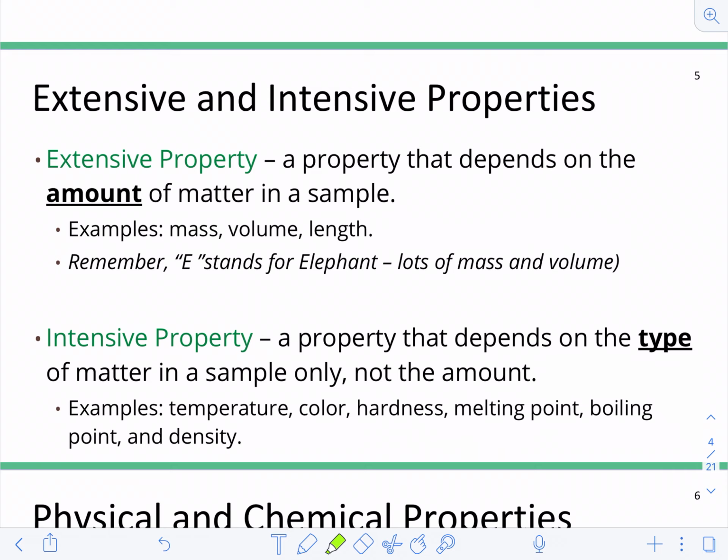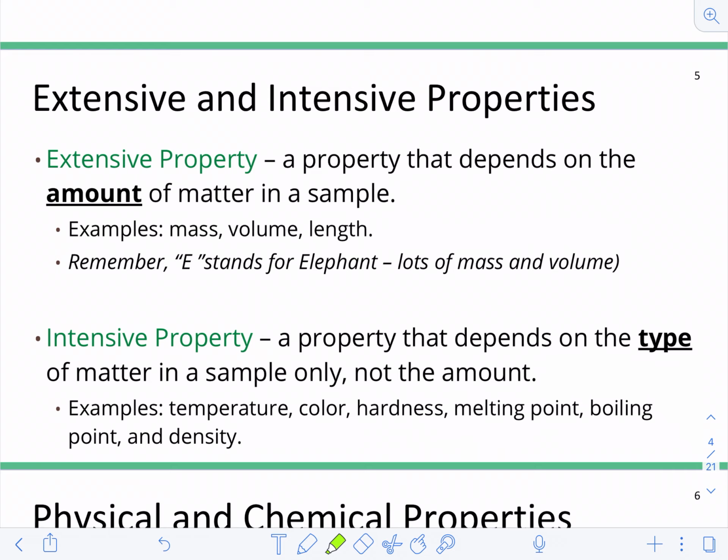Here's the first definition. An extensive property is a property that depends on the amount of matter in a sample. Some examples are mass. If you have more matter in a sample, mass is going to go up. If you have less matter, mass will go down. Another example is volume. If you have more matter, that matter is going to take up more space, so the volume will be larger. If you have less matter, your volume should not be quite as large.